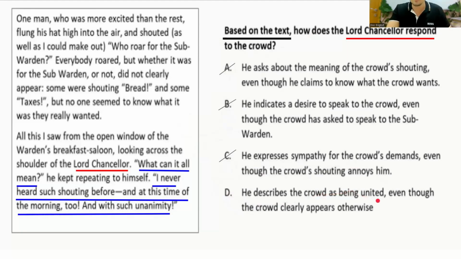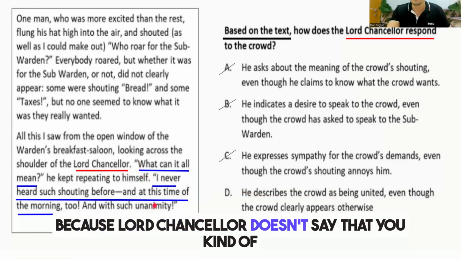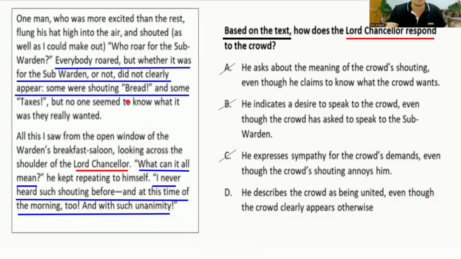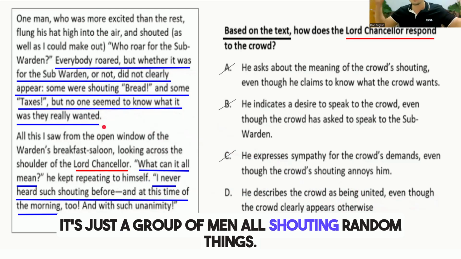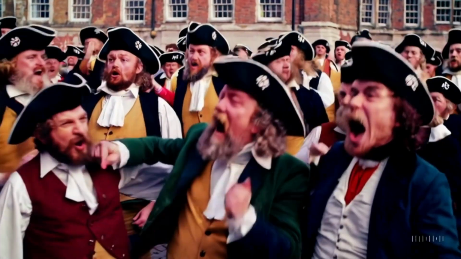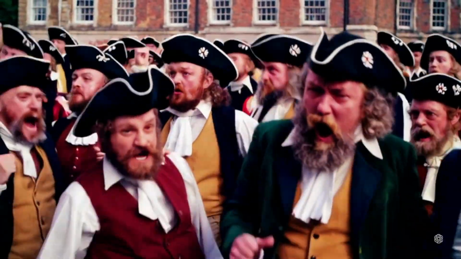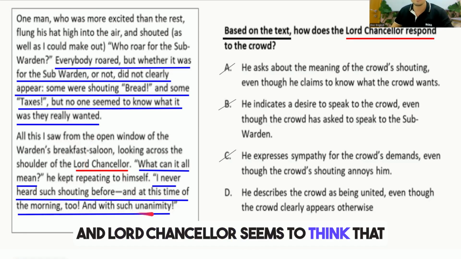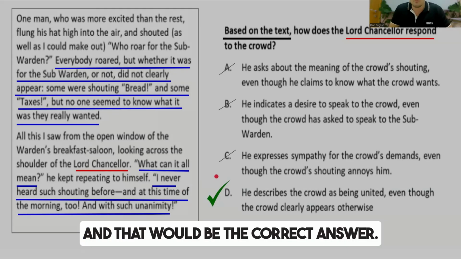He describes the crowd as being united. So that's what he says right here, and with such unanimity. That means that they're all united, even though the crowd clearly appears otherwise. And that's a little tricky because Lord Chancellor doesn't say that. You kind of have to go up here at the top to get that information. It says everybody roared, but whether it was for the subwarden or not did not clearly appear. Some were shouting bread and some taxes, but no one seemed to know what it was they really wanted. It's just a group of men all shouting random things. And Lord Chancellor seems to think that they're united, even though they're not, and that would be the correct answer.